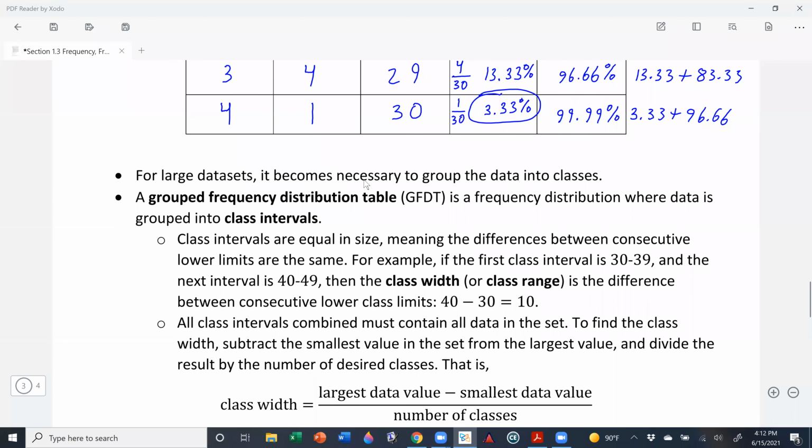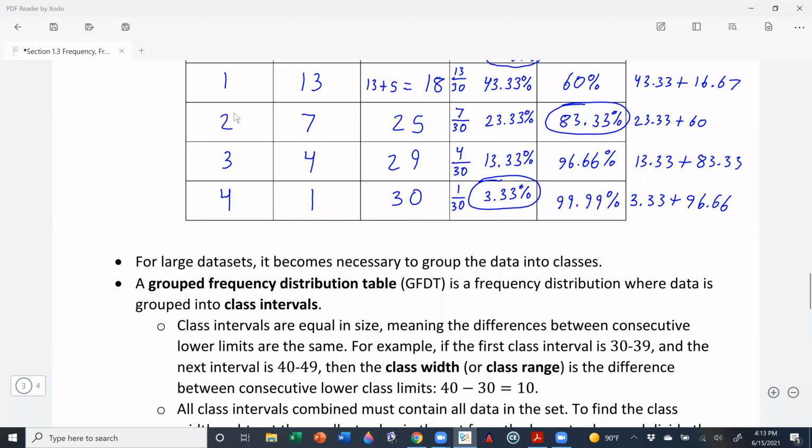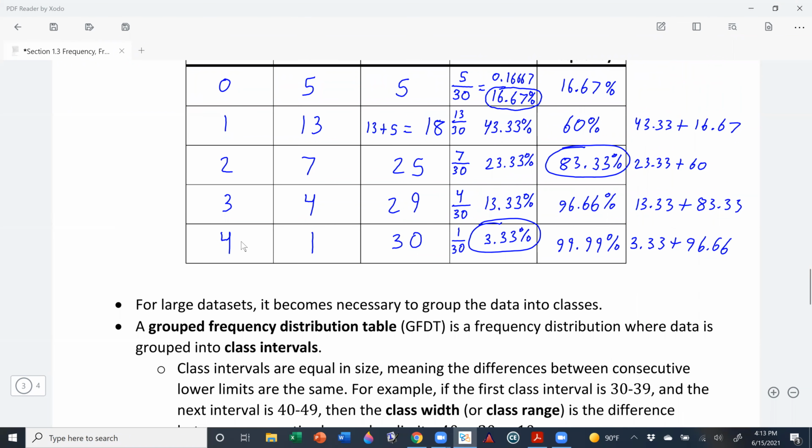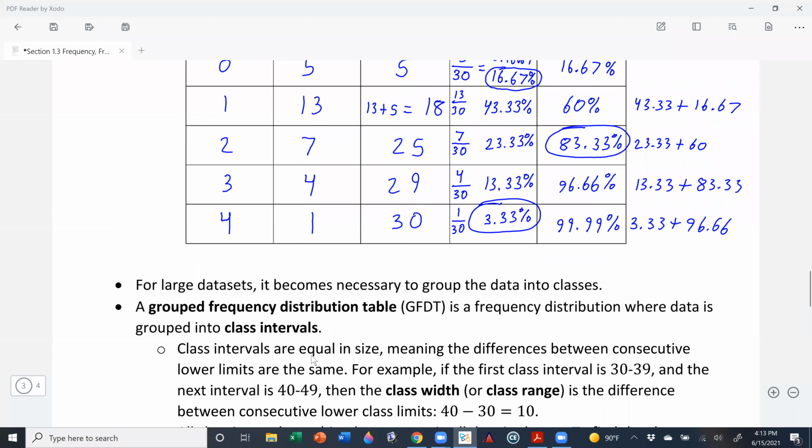For large data sets, it becomes necessary to group the data into classes. A grouped frequency distribution table, which I'm going to abbreviate a lot as GFDT, is a frequency distribution where data is grouped into class intervals. So rather than just having a category for the zeros, the ones, the twos, the threes, the fours, we might have an interval that gives us a range where each class contains different values.